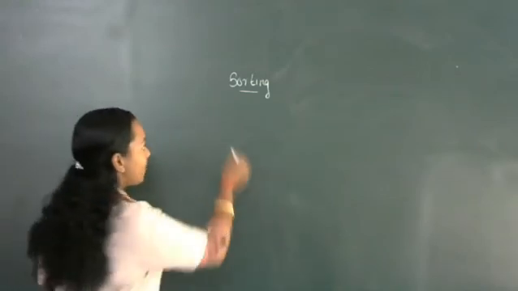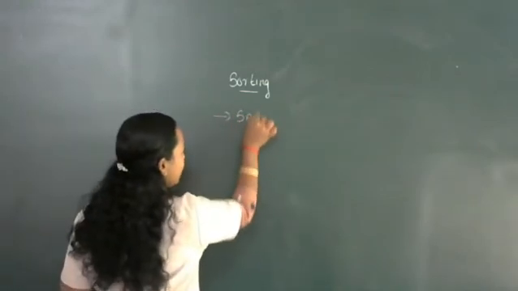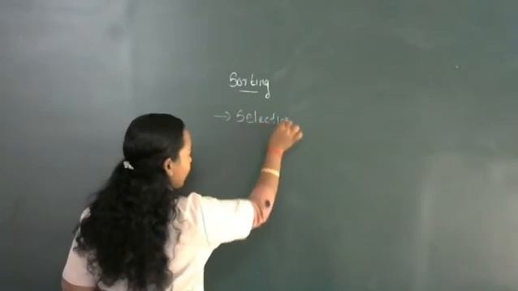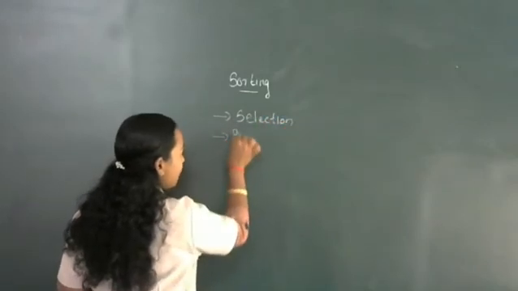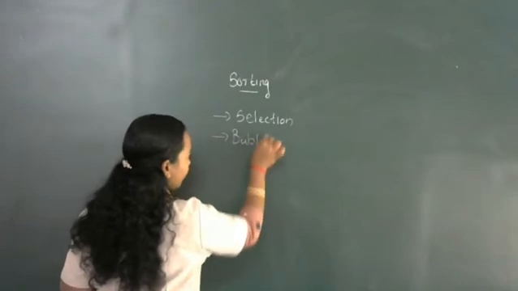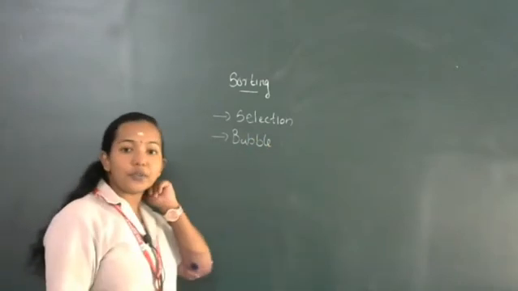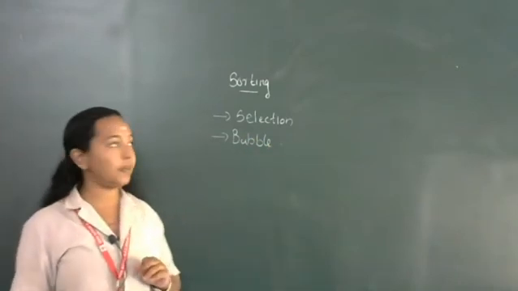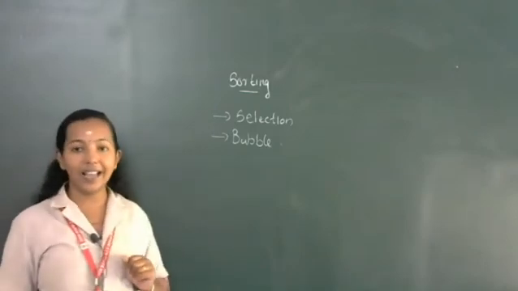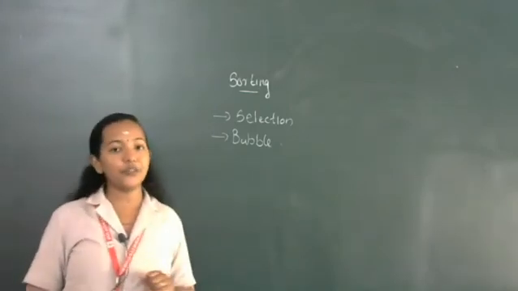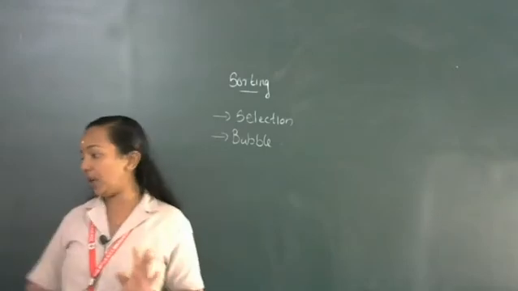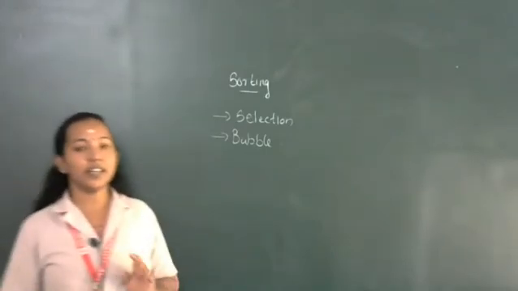In C++, there are two types of sorting present. The first one is selection sort. The second one is bubble sort. Two types of sorting techniques are present in C++, selection sort and bubble sort. In this video we will discuss selection sort. In the next video we will discuss bubble sort.